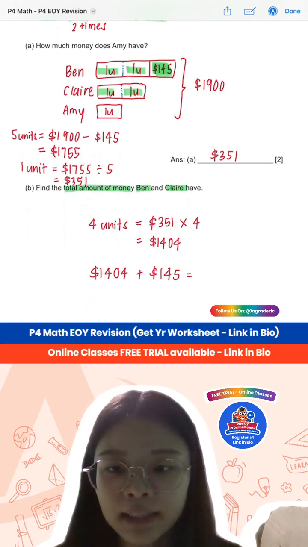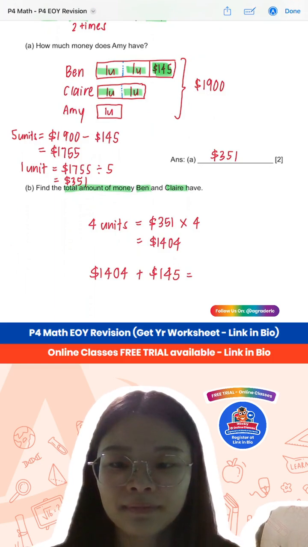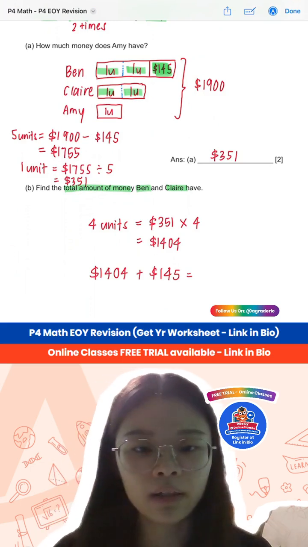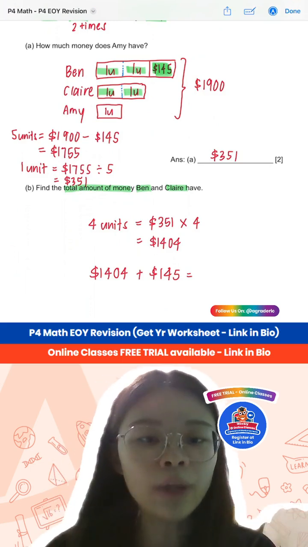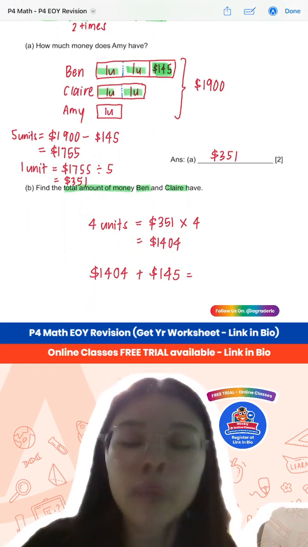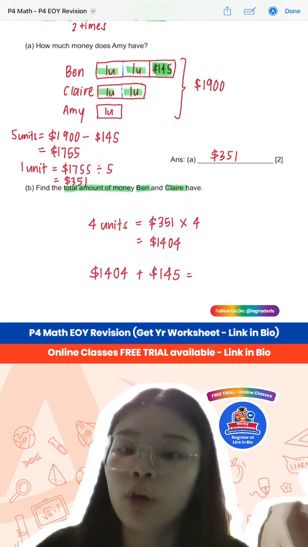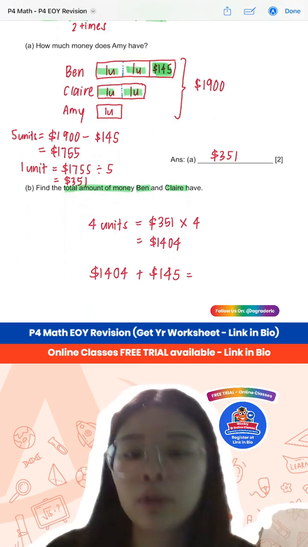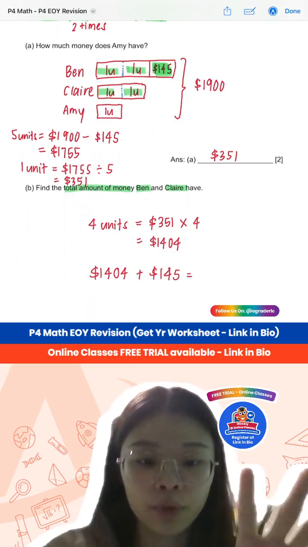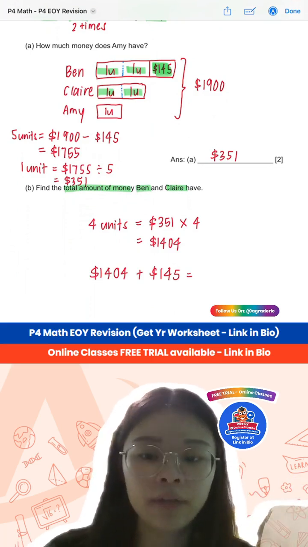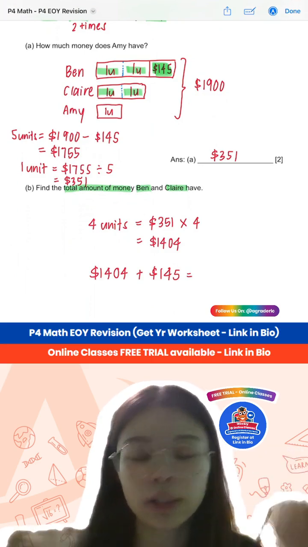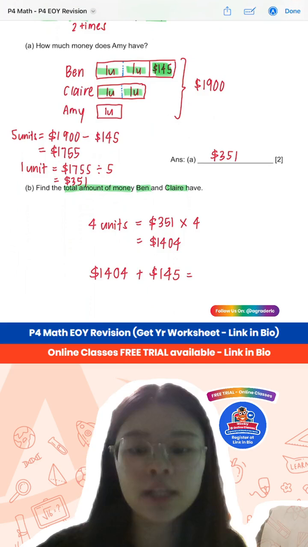Then the final answer. If I got A wrong, it means I got B wrong, right? Yes. If your 1 unit is wrong, then B will be wrong. But in school, I believe if part A is wrong and in part B you have the correct working, for example you take your 351, multiply by 4, get a new number, and then add the 145, your final answer is wrong, but you do get a method mark for following the correct working. But your final answer will still be wrong.